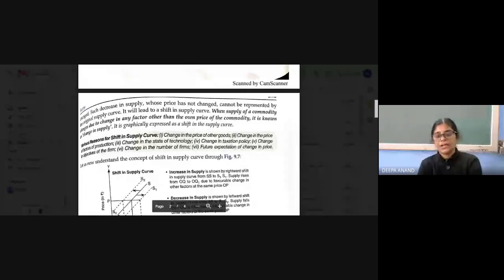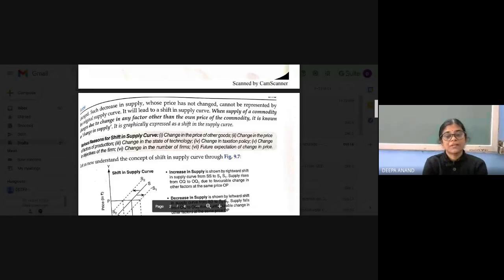As you have seen in demand curve, it may shift upward or downward. Sorry, I said upward, it's incorrect. It shifts rightward or leftward, not upward. Upward is a movement, right? So it shifts rightward or leftward. When there is a rightward shift, complete the sentence. When there is a rightward shift, what happens?